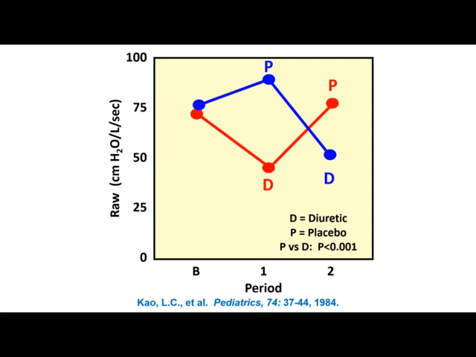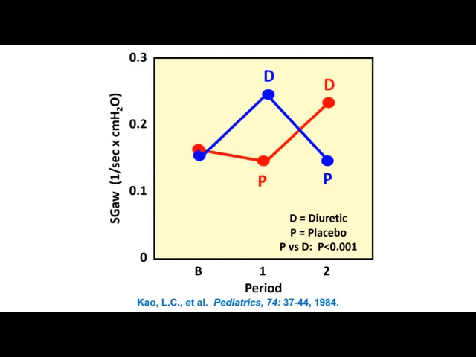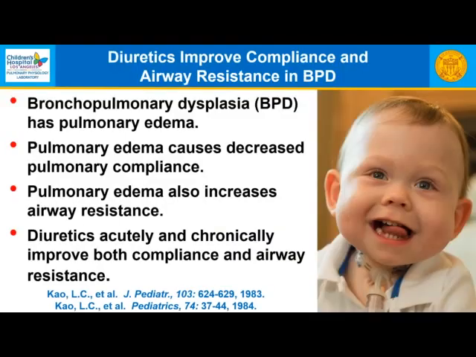This is airway resistance. So the group that started with diuretics had a drop in airway resistance. It returned to normal on placebo. The group that started with placebo essentially had no change and then a drop with diuretics. So diuretics had a significant effect. And then finally, specific airway conductance. In the group on diuretics, it increased, fell back on placebo; started on placebo, no effect, and increased on diuretics.